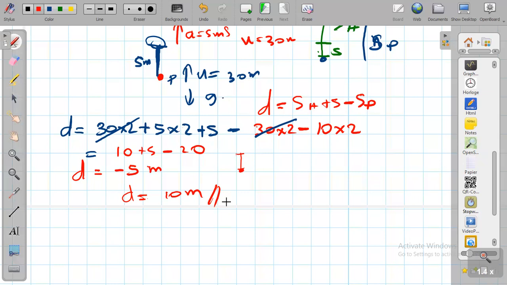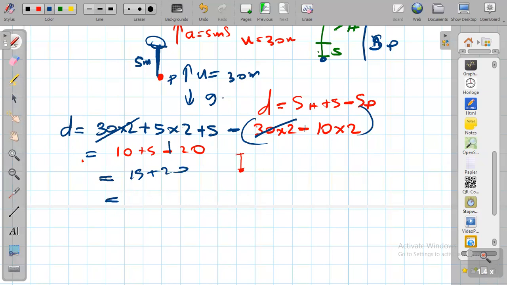Oh, sorry. I made a terrible mistake here. I forgot to put the bracket here, so it's going to be a positive one. That's why I was wondering how come I got a small answer. 15 plus 20, so the result is going to be 35 meters now. The gap increases to 35 meters. Understand? Can you understand that, guys?